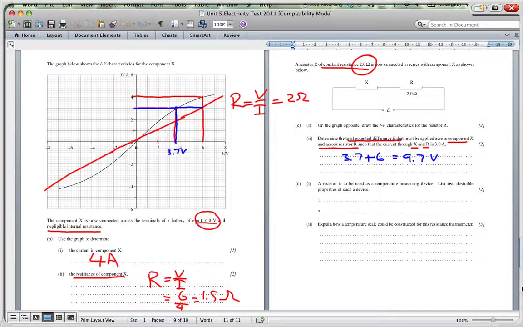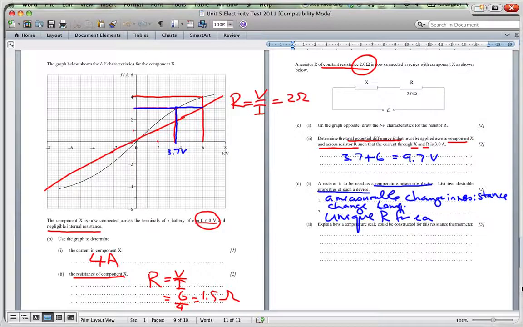Okay, then it says a resistor is to be used as a temperature measuring device. List 2 desirable properties of such a device. Well, obviously you would want something where when you change the temperature, you change the resistance. So there must be a measurable change in resistance for a change in temperature. And 2, for each temperature, there needs to be a unique resistance. So you need a unique R for each temperature.